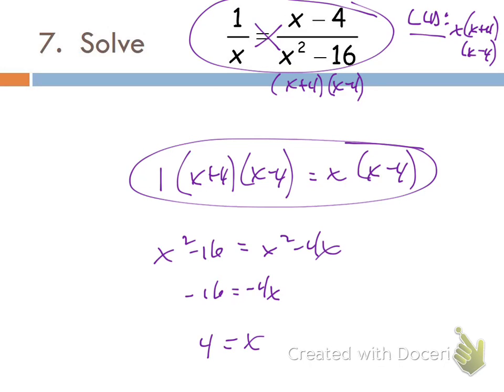Now what we didn't do were our restrictions. And so 0, negative 4, and positive 4, any of those would make our least common denominator 0. So we can't use them. And look, it looks like 4 was one of those restrictions. So that means that there's actually no solution here. Okay? So make sure you're checking those restrictions.